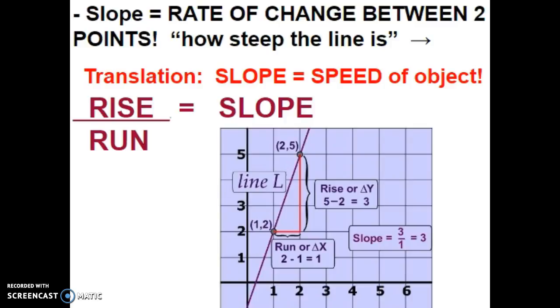We can calculate the speed of an object using a distance versus time graph, and the speed would be the slope of your graph. The slope, remember from math class, is your rate of change between 2 points, or how steep the line is. Your rise over run is going to be the slope, and on a distance versus time graph, the slope is going to equal the speed of the object. The steeper the line, the faster the speed.